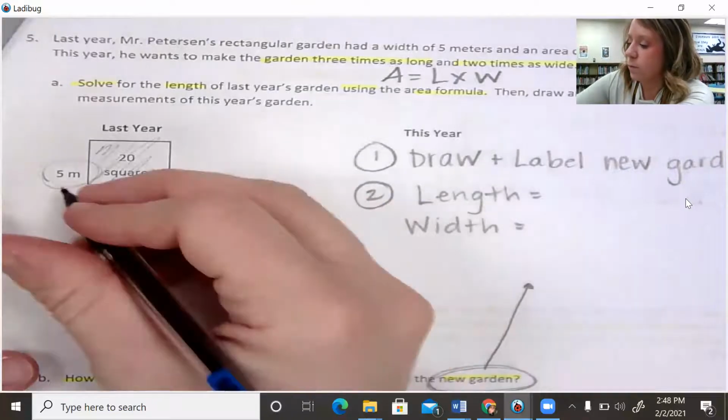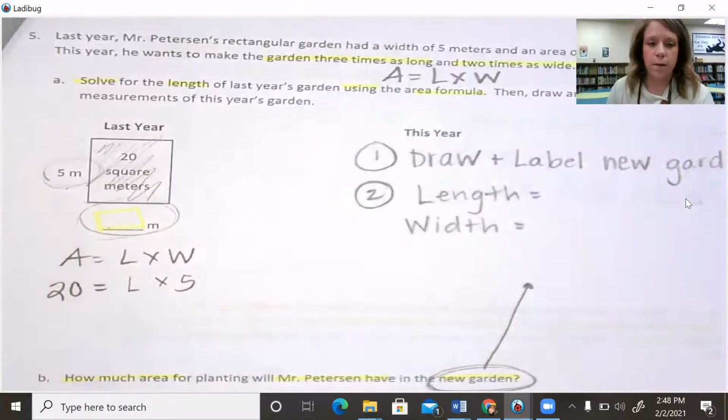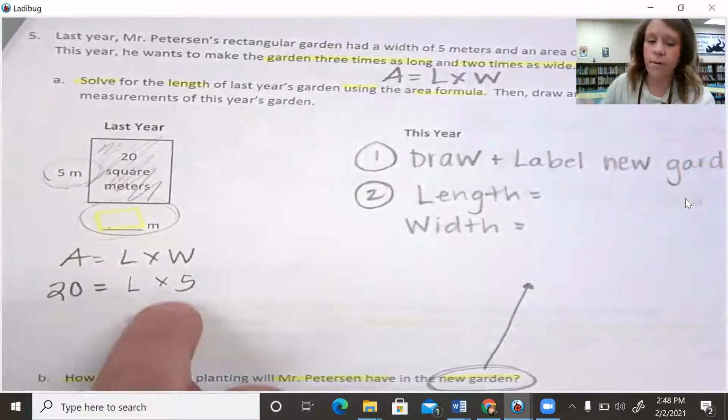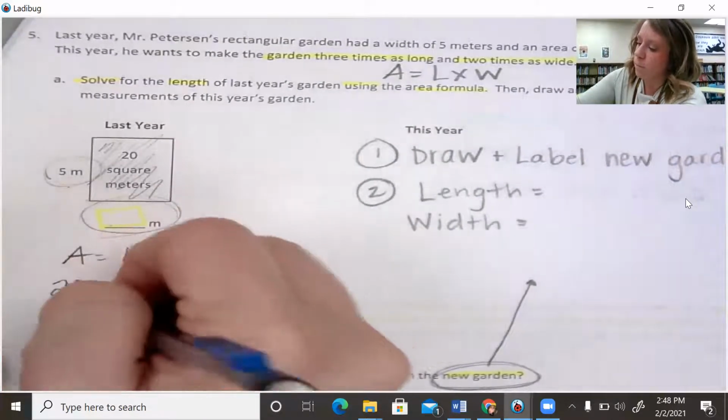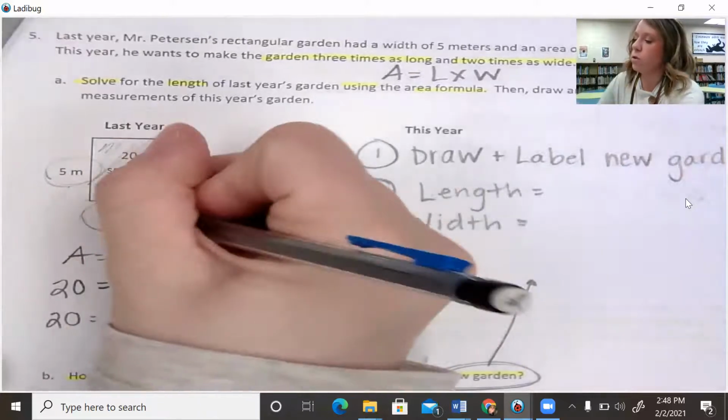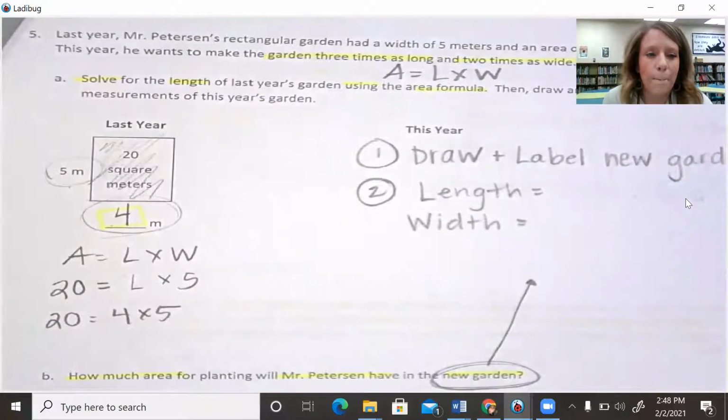Do I know the width? It's 5. So now I'm asking myself, what times 5 equals 20? I know that 4 times 5 equals 20. So the length of this side is 4 meters.